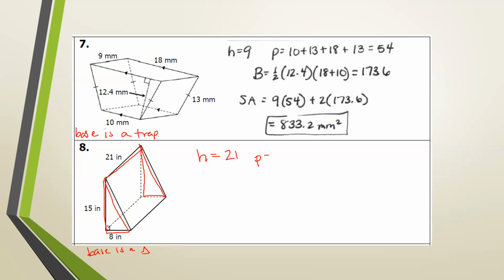Let's find the perimeter of the base. Uh-oh, we're missing a side. Here's the base. You have an 8 and a 15, and we know this is a right angle. Pythagorean theorem will help me find that hypotenuse. I'm so glad we learned the Pythagorean theorem. Hypotenuse squared equals leg squared plus leg squared. So that means that x squared is equal to 289. Take the square root of both sides. Our hypotenuse is 17.